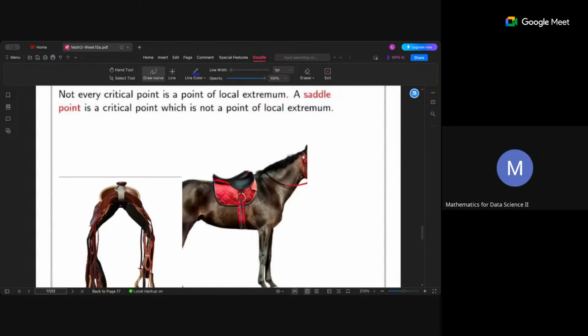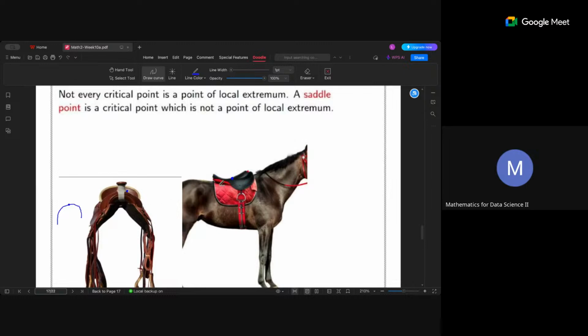This is a saddle, the kind of seat you sit on when riding a horse. Why are we using that here? The saddle side view is here, and the front view is here. From the front view, the middle point, this point, is on the top of this curve.